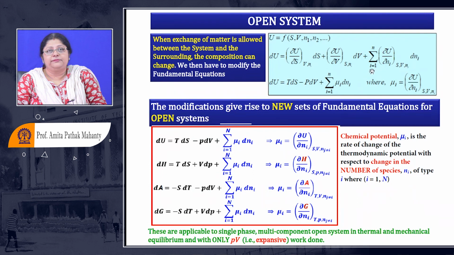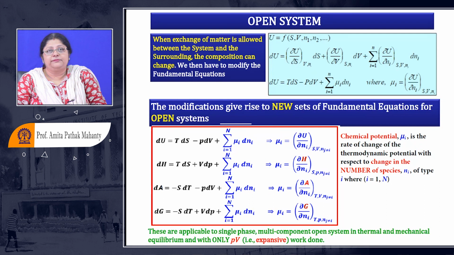Okay, when I is not equal to J. Here I have not written it, but I is not equal to J has to be mentioned, into the total change in number of moles of that particular species. Am I clear? So the chemical potential is not defined only for the Gibbs energy, but it can be the change in any of the thermodynamic potentials, be it entropy, internal energy, enthalpy, Helmholtz energy or Gibbs energy.